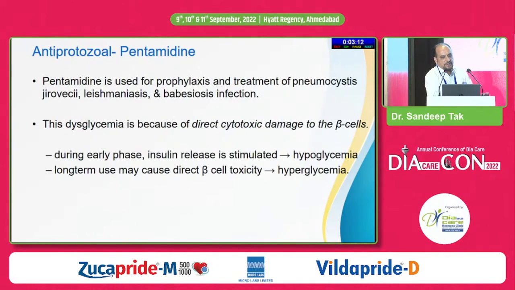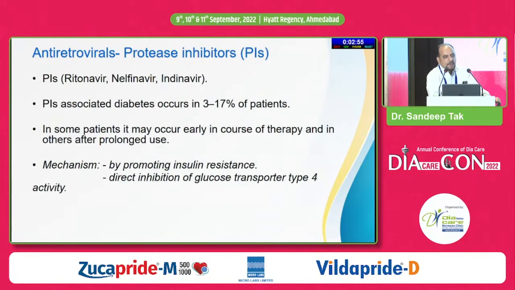Antiprotozoal pentamidine is basically used in pneumocystis infection and leishmaniasis. It can cause direct destruction of the beta cells. In the early stage, it will cause hypoglycemia because of the massive release of insulin from the beta cells, but ultimately it will lead to diabetes or hyperglycemia. Antiretroviral drugs, particularly protease inhibitors ritonavir, nelfinavir, and indinavir: here, almost 10% of these patients may develop diabetes over a long period of time because of probably increased insulin resistance and effect on GLUT4 receptor activity.